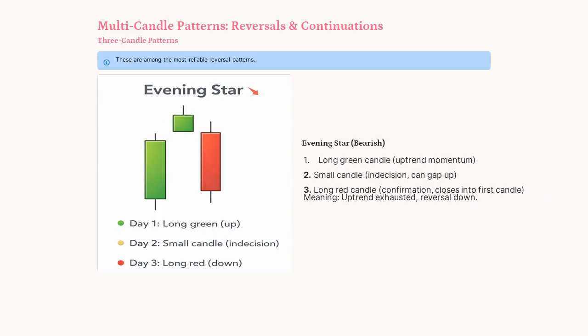Reliability. Both patterns have very high reliability, especially when the second candle is a doji and when volume increases on the third candle. But they are also relatively rare. When you see one, pay attention. Always wait for the third candle to close before considering an entry. The third candle is your confirmation.